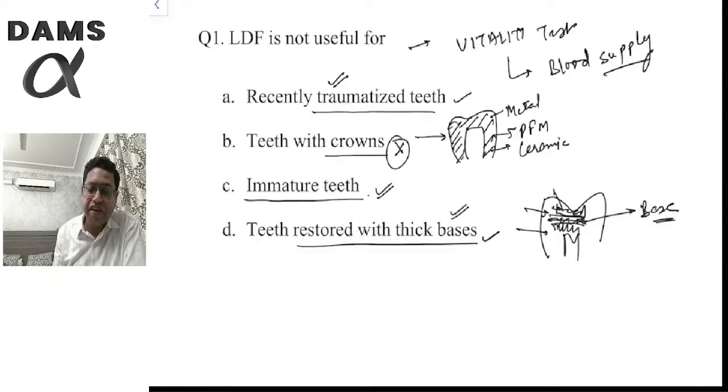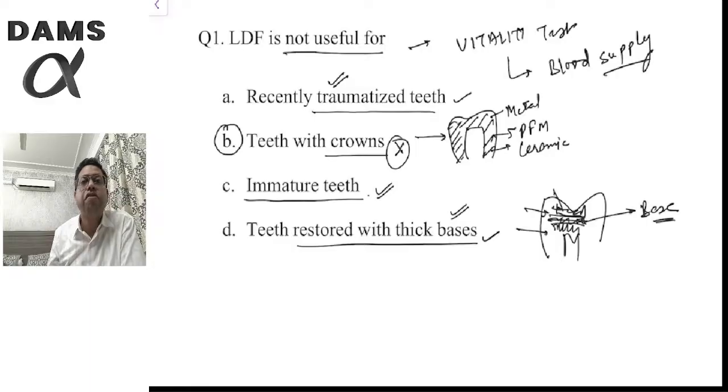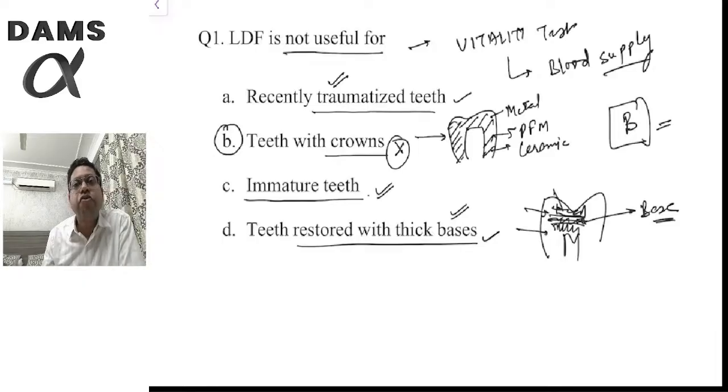The question is asking LDF is not useful. It is not useful for teeth with full coverage crowns. So the answer to question number 1 would be option B. Now you can get a question related to this in another way. The question can ask you which pulp testing is preferred in a tooth with full coverage crown, and you can get various options, and LDF can be one of the options. So please do not get confused.